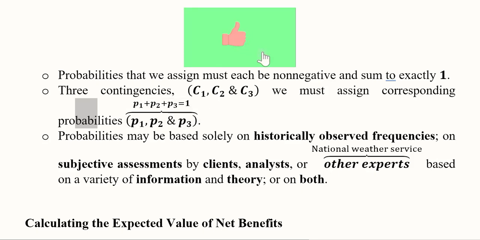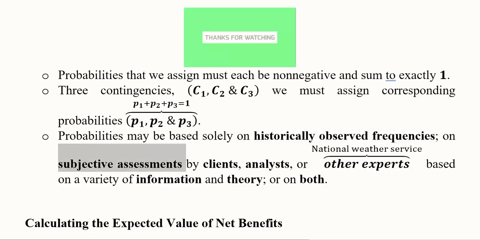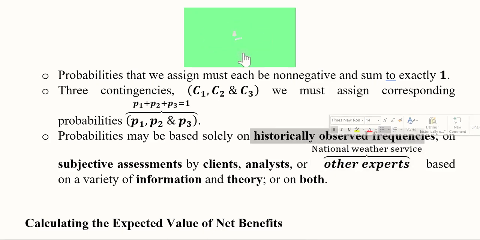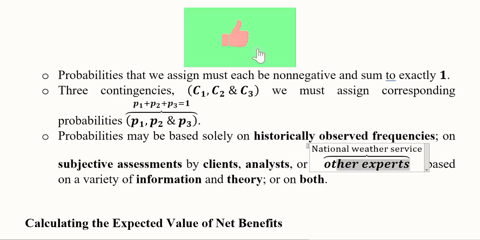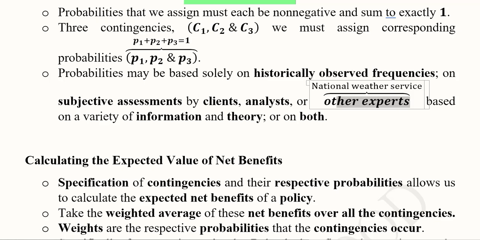And how can we devise these probabilities? They can be based on historically observed frequencies, or some subjective assessment can be made by the analyst or the clients. There can be other experts as well who can help us obtain these probabilities. For example, the National Weather Service is one of those experts who can tell us about the probability of rain or not, or of any flood or windstorm. So we can gather all the information from the past, the historically observed frequencies, and on that basis make some subjective assessments, and also consult the experts. We should get all the information that we can.